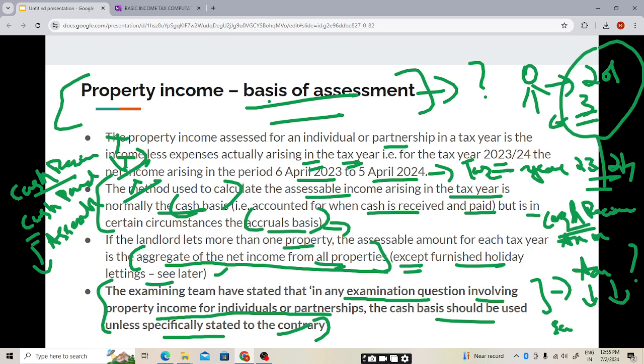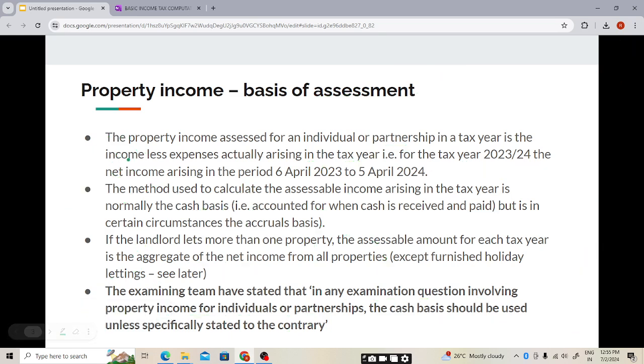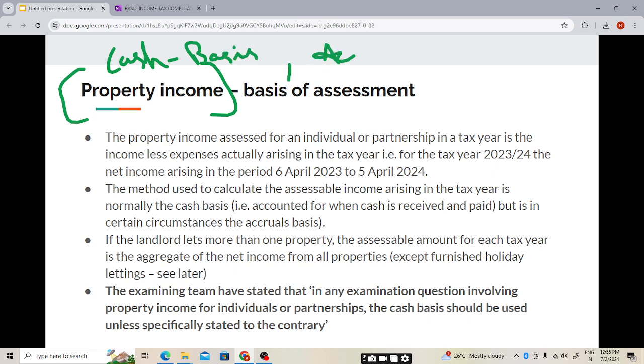So accrual basis and cash basis have a huge difference, and the way of calculation is very different, because the expenses which are allowed in the cash basis and accrual basis are very different. We will see this further in our slides. So property income is calculated on the default cash basis. If accrual is mentioned, then you will go with the accrual basis to calculate your property income.